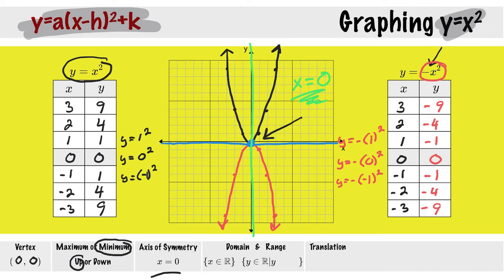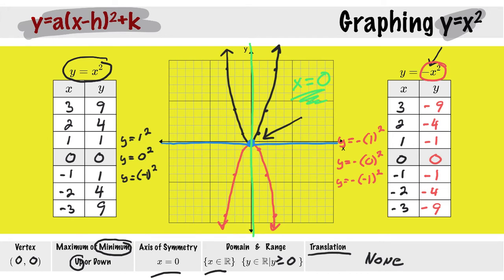The domain, because a parabola continually widens from left to right, is the set of real numbers. The range, again, belongs to the set of real numbers, but y is equal to or greater than 0. Translation means how is it different than the original? And in this case, there is no translation, so there's none to report.